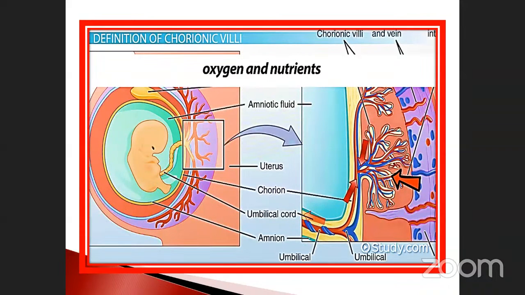Amniotic fluid, uterus, chorion, umbilical cord, amnion: these we already discussed. They supply only oxygen and nutrients. This is a very, very important one.